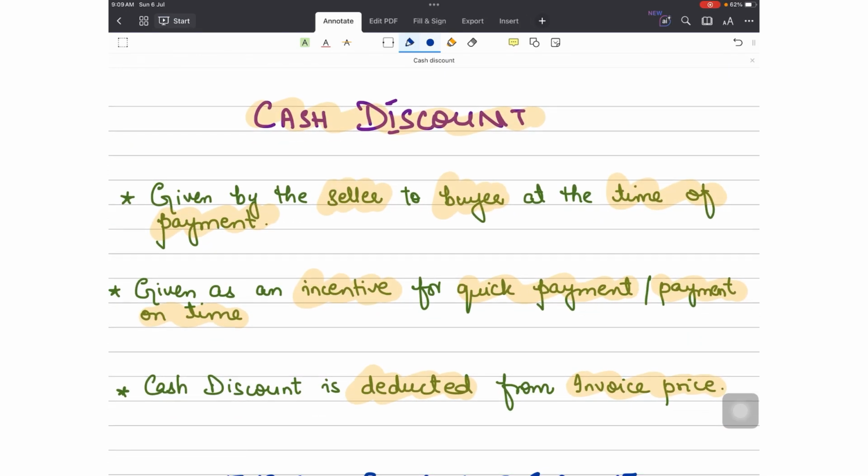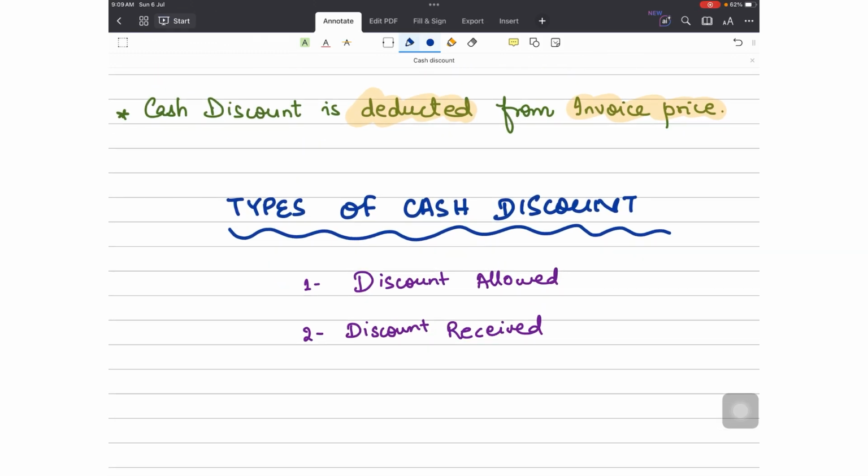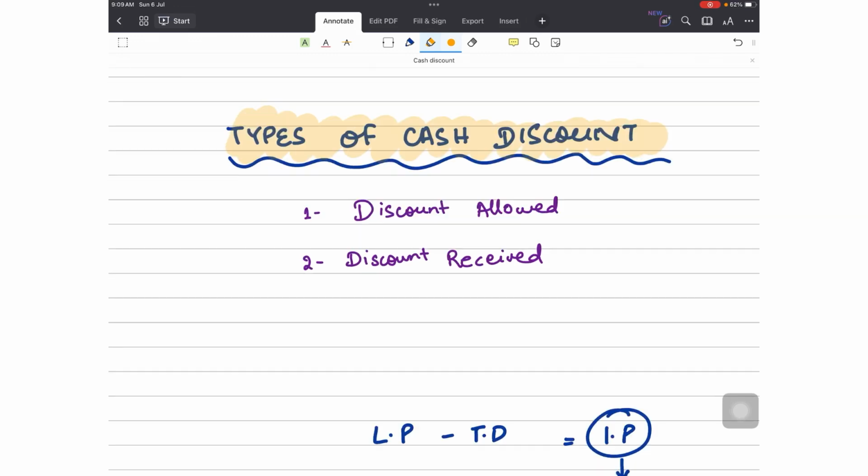Now we also know that in trade discount we don't make any double entries. Trade discount is not recorded anywhere. It was just shown on the invoice. It was a reduction on the list price or the basic or the retail price. But cash discounts are recorded, and there are two types of cash discounts. The first one is discount allowed, and the second one is discount received. How are these recorded? Where are these recorded? We will cover that in a bit.